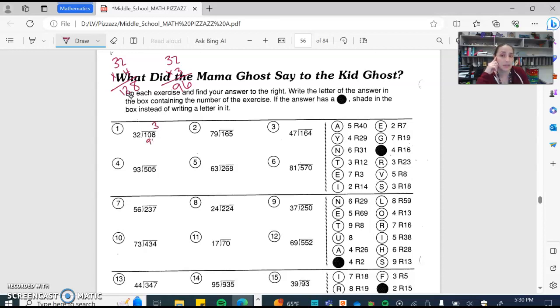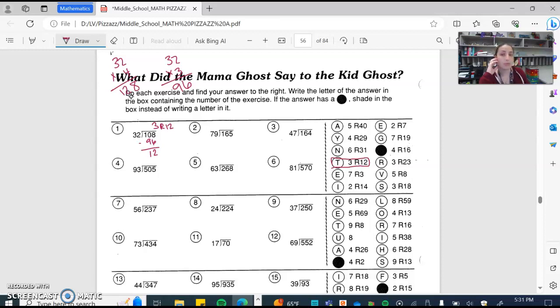I'm going to put my 96 underneath my 108, and I'm going to subtract. So 8 minus 6 is 2. 10 minus 9 is 1. And 32 doesn't go into 12, so I have 3 with a remainder of 12. So now I'm going to come over here and look for it. Here's my 3 remainder 12, right?